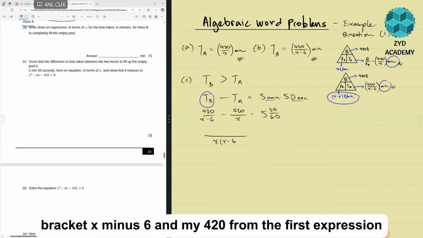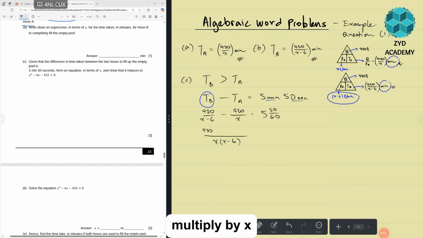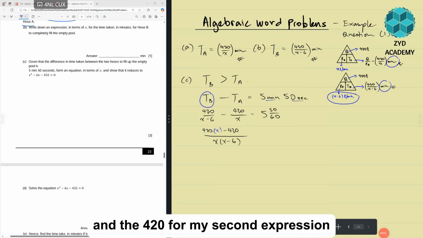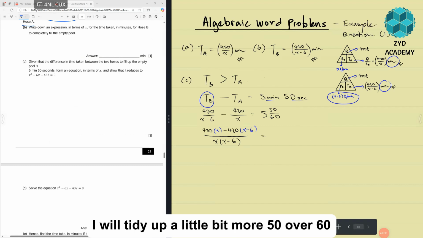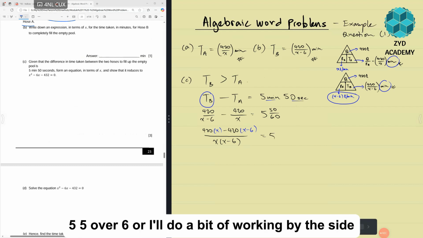It's x bracket x minus 6. And my 420 from the first expression will multiply by an x, and the 420 from my second expression will multiply by an x minus 6. On the right hand side, I will tidy up a little bit more. 50 over 60 is just 5 over 6.